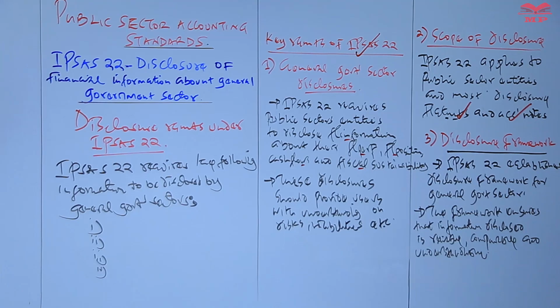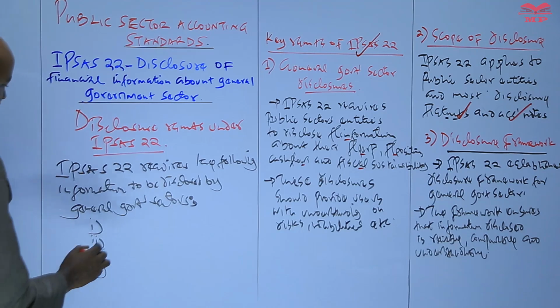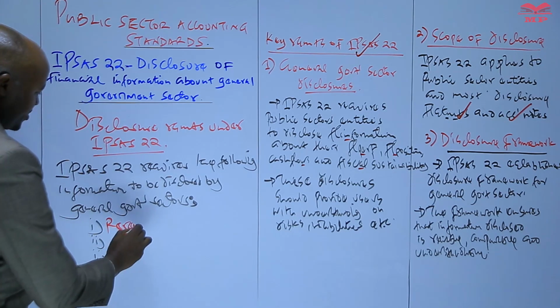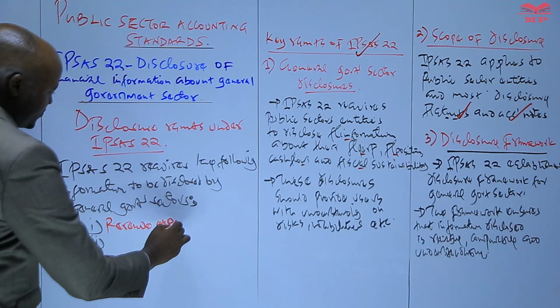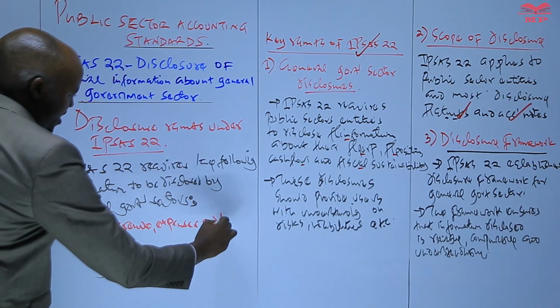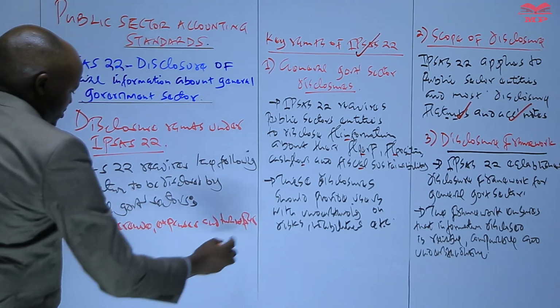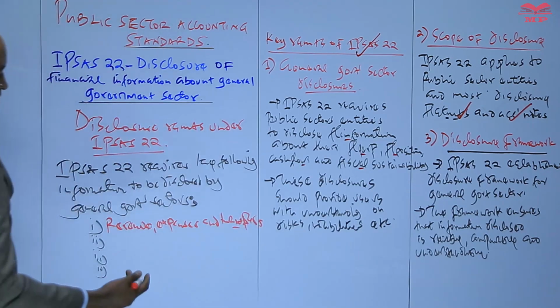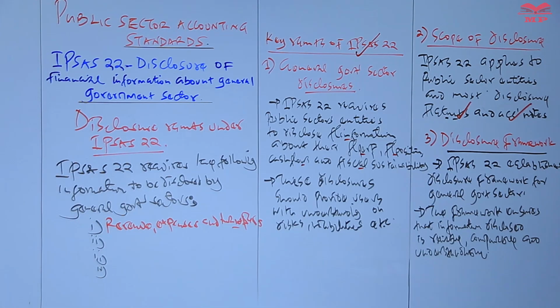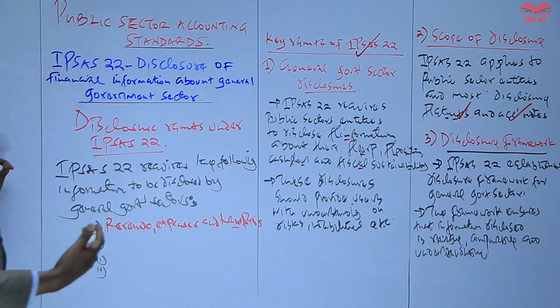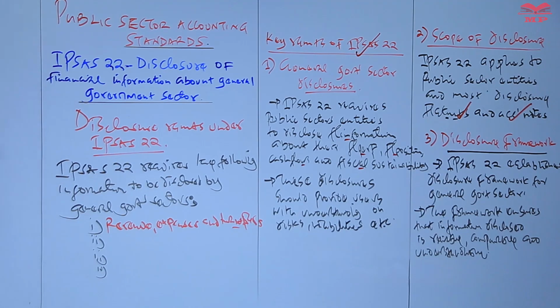Number one, we have information about the revenue, expenses, and also the transfers of the general government sector. So we talk of the revenue, expenses, and transfers. When we talk about transfers here, we are talking of, for example, money transferred by the national government to the county government or a transfer from one government department to another. That money transferred from one government department to another is basically a transfer.